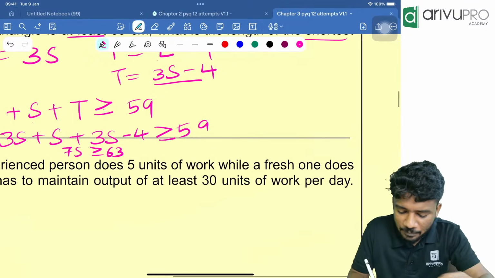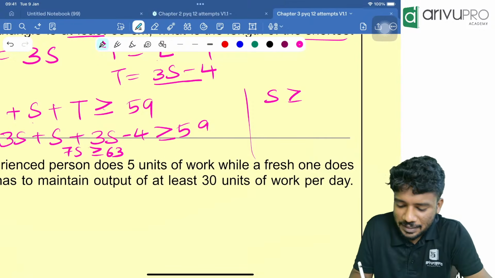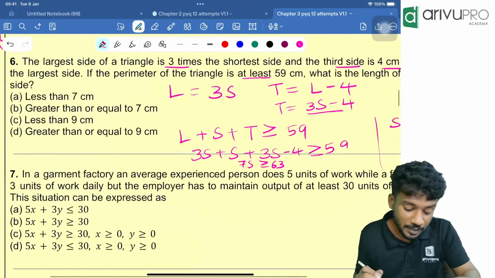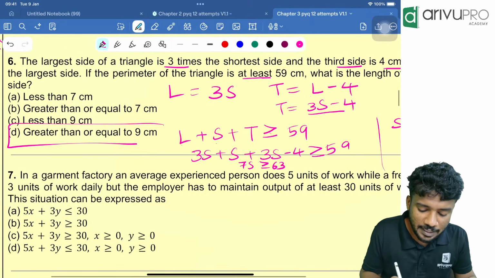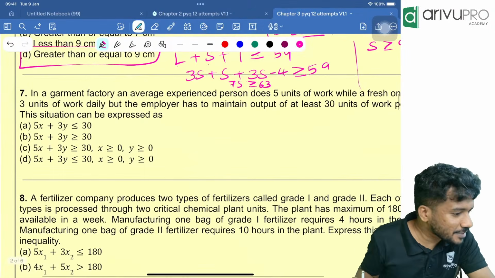People, from this I can write S is greater than or equal to 63 by 7. That is nothing but 9. That means greater than or equal to 9 centimeter should be the condition for the shortest side. Then people, next question, look at this.